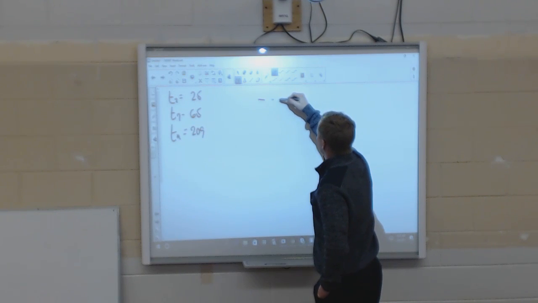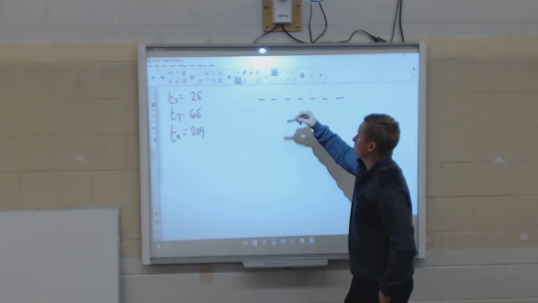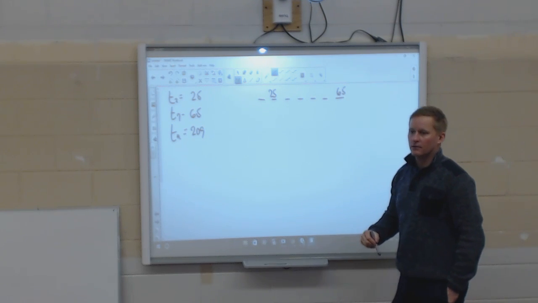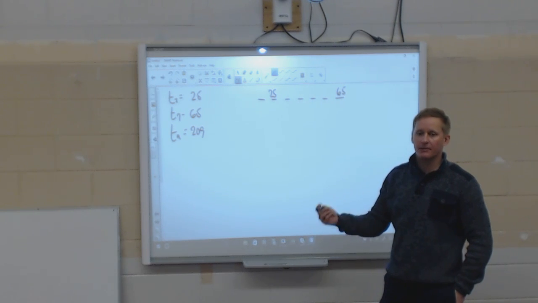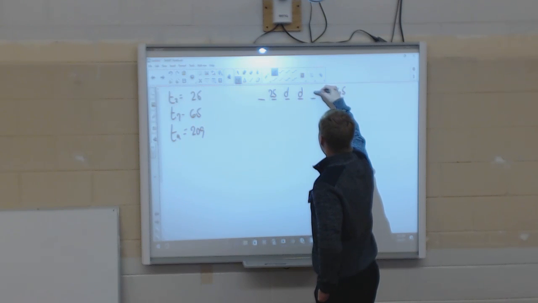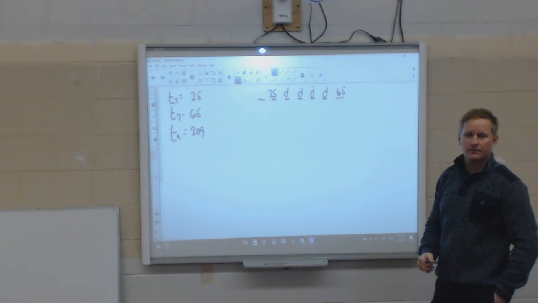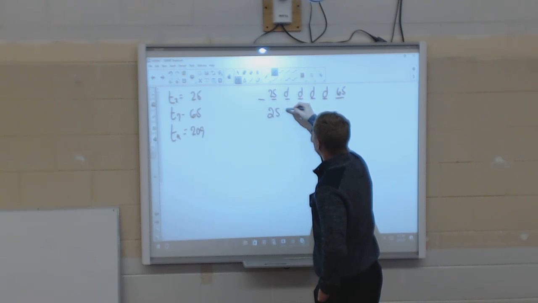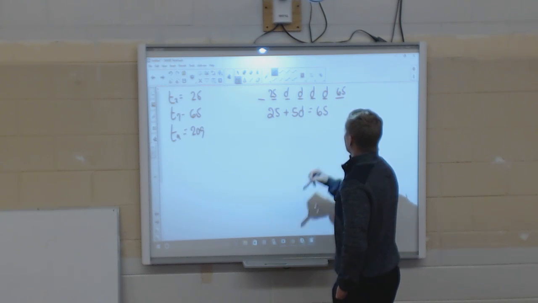We have 1, 2, 3, 4, 5, 6, and 7. 7 rows so far. In the first row we have 25. In the 7th row we have 65. Okay? To get from here to here, I have to add D's because there's a common difference. We know it's an arithmetic sequence. I got to add 1D, 2D, 3D, 4D, and a 5D to get to that point. Okay? So therefore, I go 25 plus 5 D's is equal to 65.